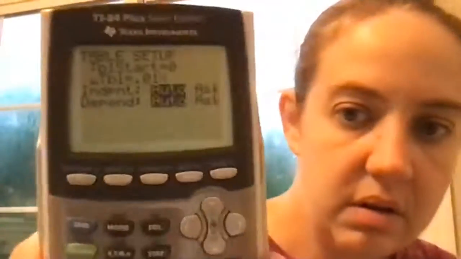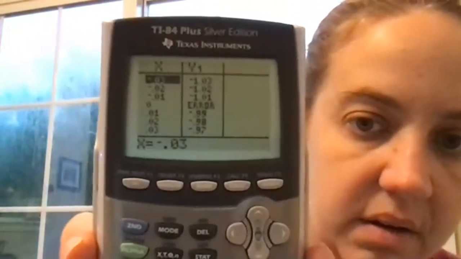But what I can do on my table is do table set. And I'm going to have it start at 0 and put in tiny values. I'm going to go with 100th. Those are my settings. And now when I look at the table, I can start to see a little bit closer what's going on.